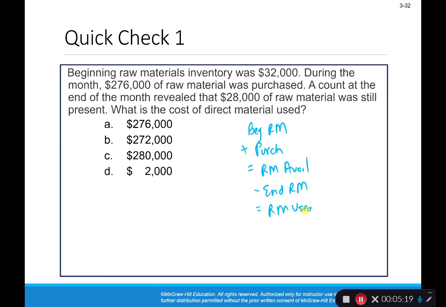And we're assuming that all these raw materials are direct materials unless we're told otherwise. Because remember, they could be indirect, which means they go into overhead, not WIP. So the beginning raw materials was 32. Then we purchased 276. So using my calculator, because my brain doesn't work, 32 plus 276 is 308 for our raw materials available. Then if 28 were left, we must have used the difference, which is 280,000.